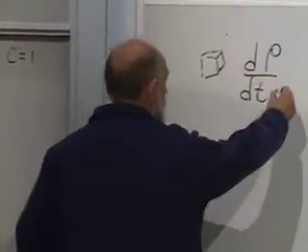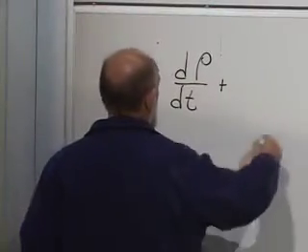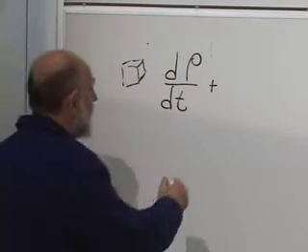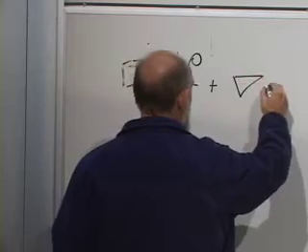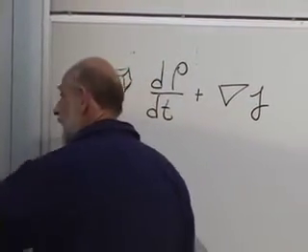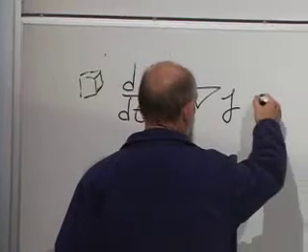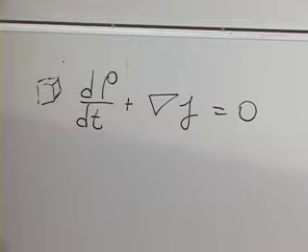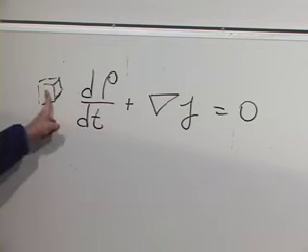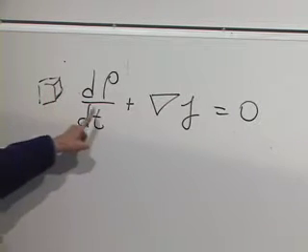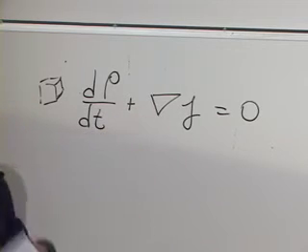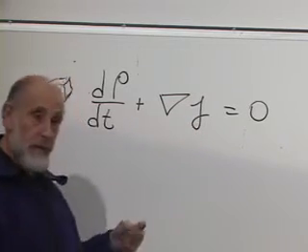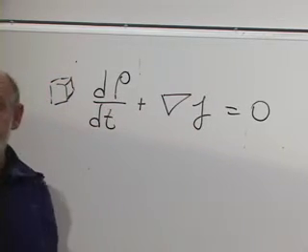The right equation is that the change per unit time of the charge density plus the divergence of the current, now this is the three-dimensional current, Jx, Jy, Jz, must be equal to 0. What it expresses is that the rate of change of charge in the box is equal to the negative of the amount of charge that's flowing out of the box. If the charge is flowing out of the box, the amount of charge must be decreasing.